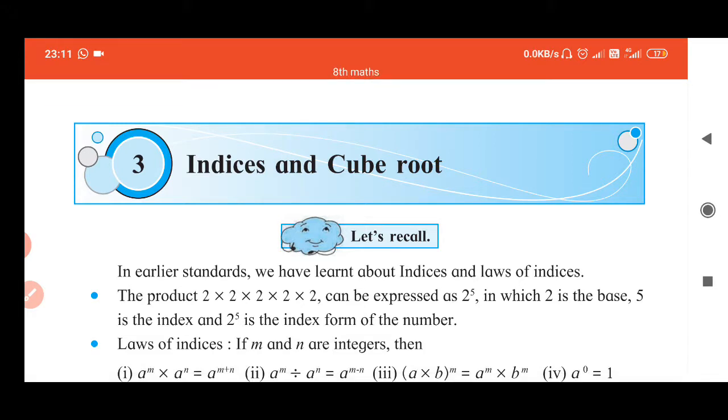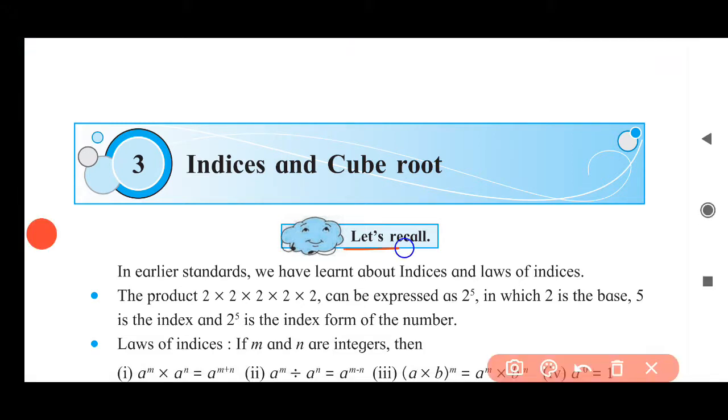Okay, let us recall. In an earlier standard, we have learned about the indices and the law of indices. Some are given here to recall and remind. In last year's standard 7, you learned about the indices.